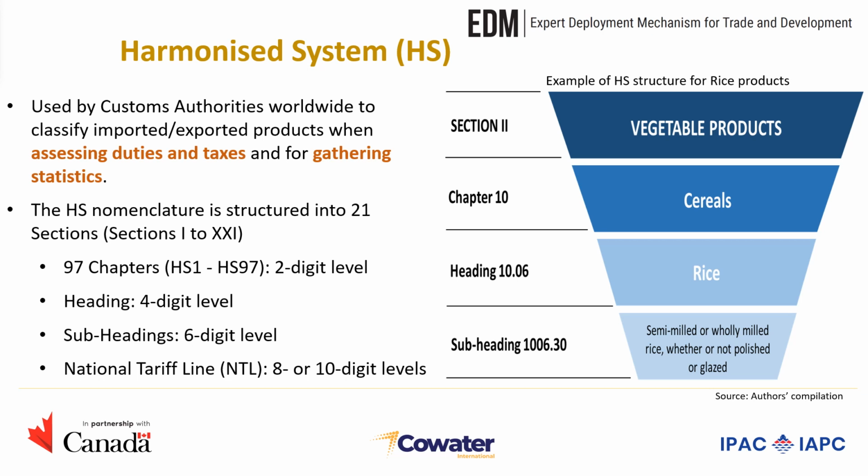It should be noted that until the subheading level, all countries globally use the same code. For example, semi or wholly milled rice is always 100630. Countries can then further divide the 6-digit HS category into 8 or 10-digit levels, which are normally called the national tariff lines. The HS is regularly updated, and the customs authority will then publish the revised classification in the National Customs Code. The latest HS update is in 2022.